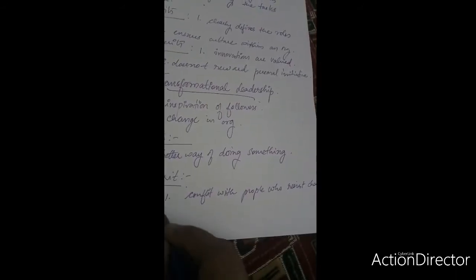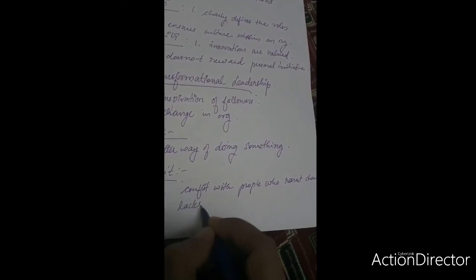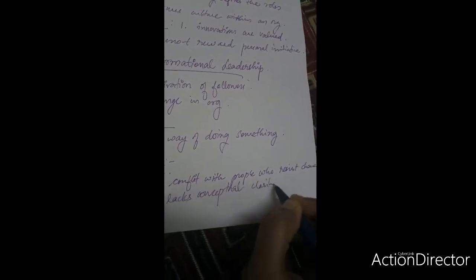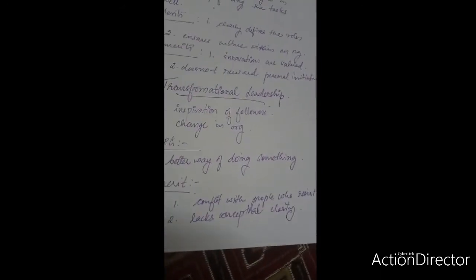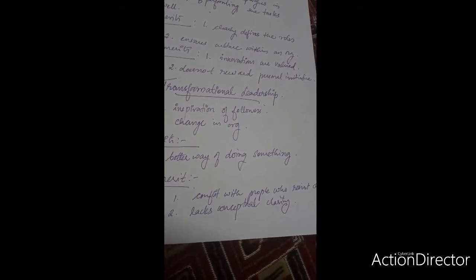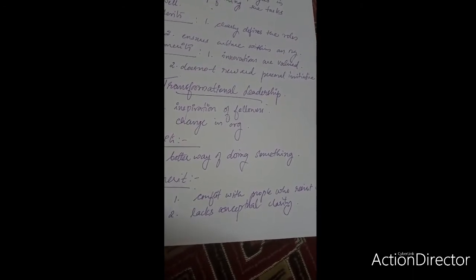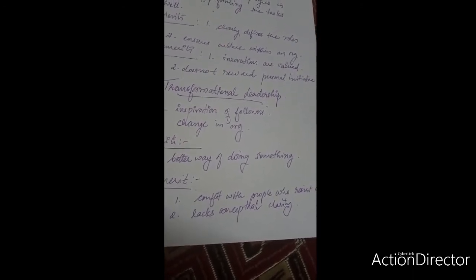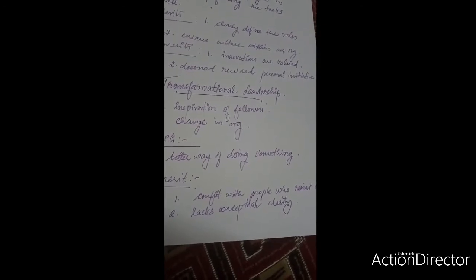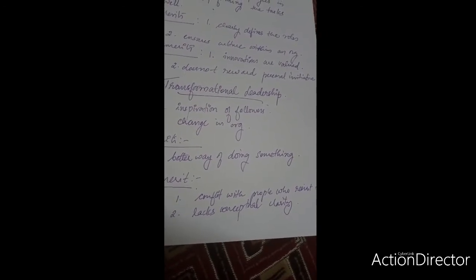And secondly, I can say it lacks conceptual clarity. That is, creativity comes from within a person. So that creativity might not have a specific concept to clarify for. It comes within a person and it comes due to his creative mind. And that might not have a reason or a clarity in concept. So that is again a demerit for a transformational leadership style.